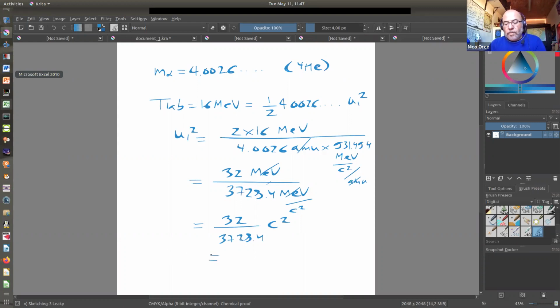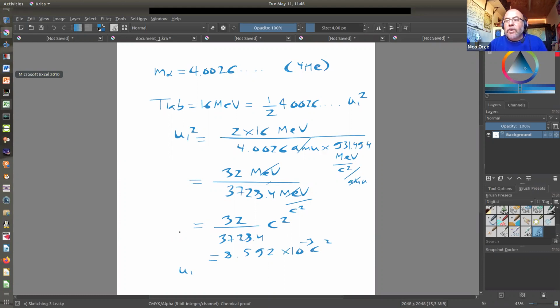32 divided by 3728.4, which is 8.592, 8.592 times 10 to the minus 3 C square. So we can do the following, the square root, and then we get, but that's what we need actually, right? In the equation that we have here, this is what we needed to determine. So we need to determine U.